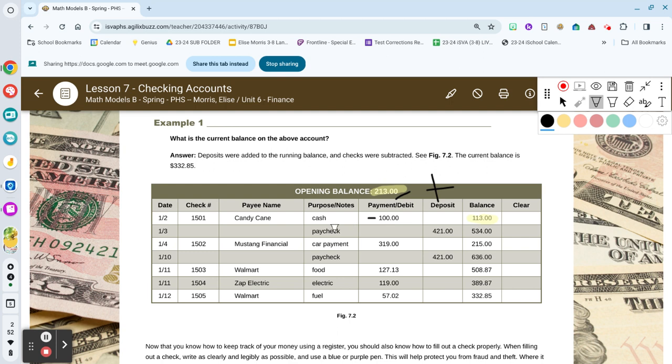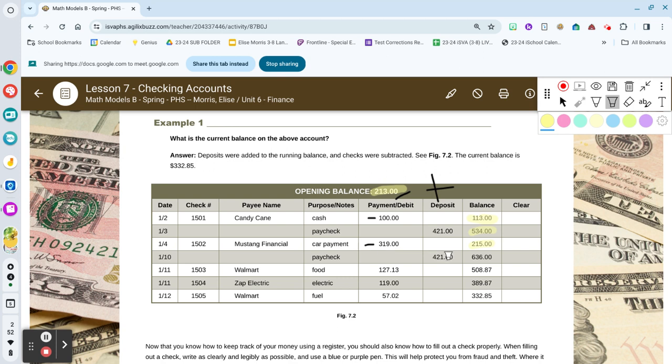All right, next we got our paycheck, which is a deposit. So this is an adding. So we're going to take 113 and add our paycheck of 421, and that gives us 534 in our checking account. Okay, from here, 534 is our balance. We're going to make this car payment. So that means we are going to subtract 319 from 534. So 534 minus 319 gives me 215. So now I have a $215 balance.